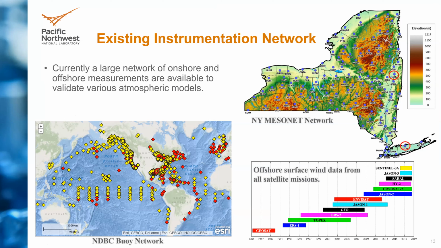And you have the satellite measurements, which can provide you sea surface winds all the way from 1985 to 2019. You can see that about 30 years of information of sea surface winds can be obtained. Now, what's lacking is hub height measurements, which is critical for a lot of these model validations and improving our understanding of offshore wind resources.